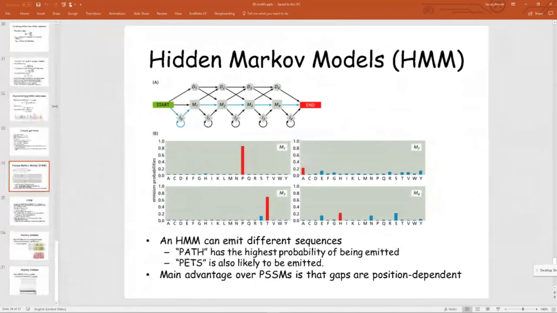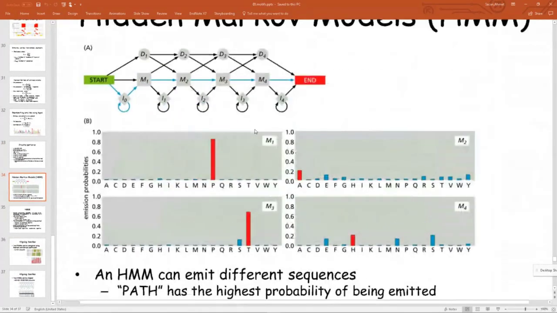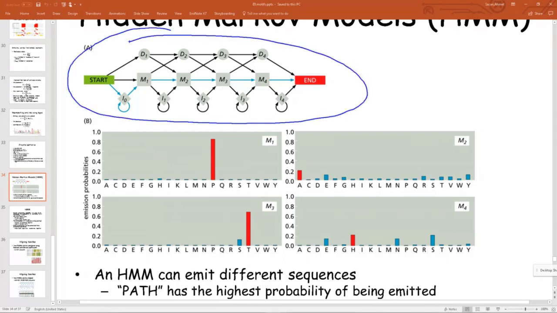Hidden Markov models include states and transitions. The transitions between states are described probabilistically, and each state can emit something, in this case a character, which will represent, in our case, an amino acid. So this figure shows an HMM, a hidden Markov model.